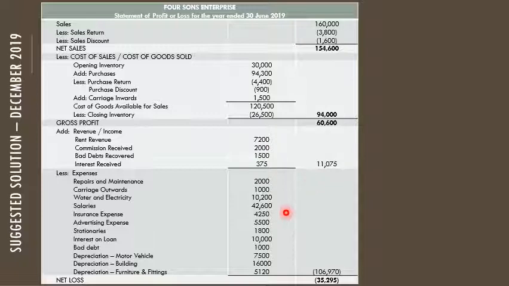Okay. And then you put in everything else. Tengok ni, carriage inward dekat atas, carriage outward dekat bawah. Please be careful. Okay, and then you get a net loss of 35,295.